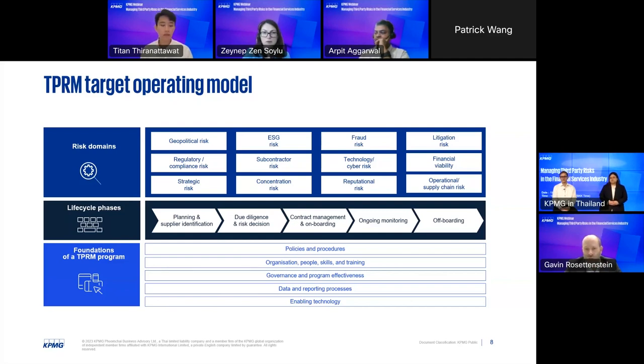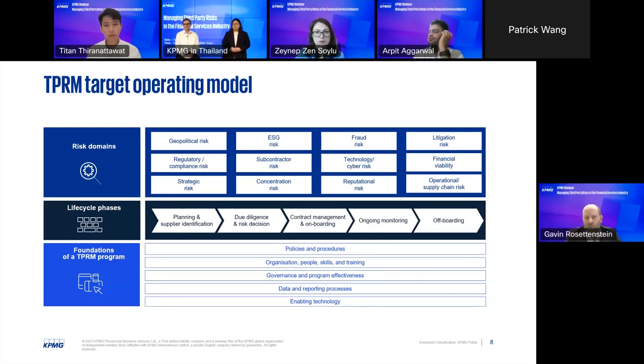You can see that at the top there, when we look at an operating model or a framework that needs to be put in place, it is really about understanding the risk domains. They are example risk domains, but they need to be tailored and relevant to your organization and to the regulatory requirements, based on the services and products that you deliver and how you go to market.